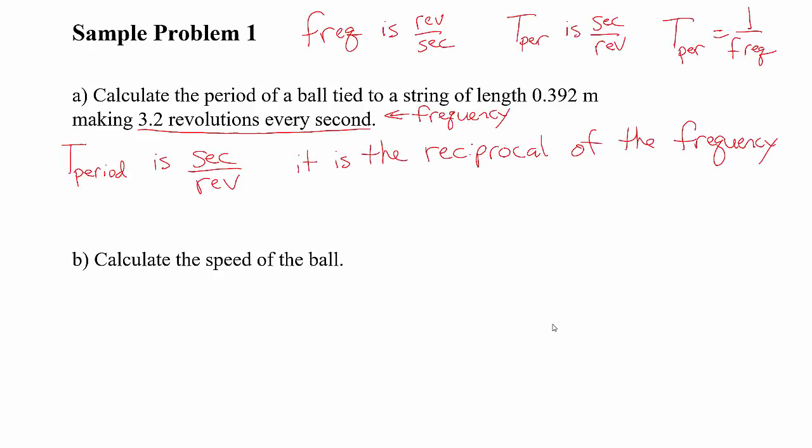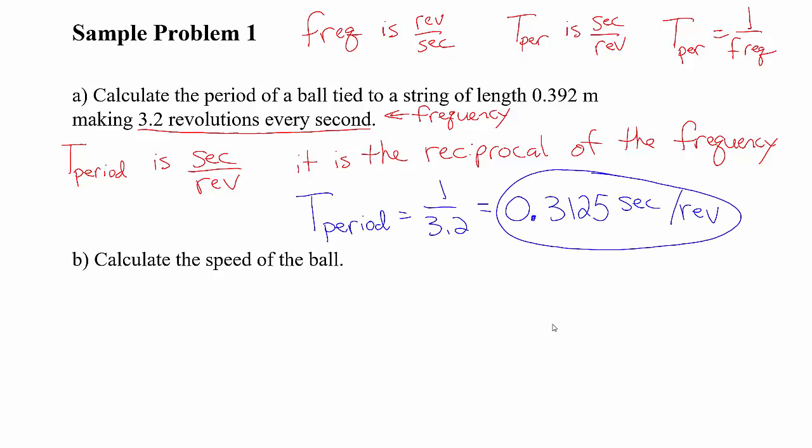3.2 revolutions per second is a quantity called the frequency. Revolutions per second is how many revolutions it's making in 1 second. The period is seconds per revolution, how many seconds it takes for 1 revolution. The period is the reciprocal of the frequency. If we know that it makes 3.2 revolutions in 1 second, then the time that it takes to go around once would be 1 over 3.2.